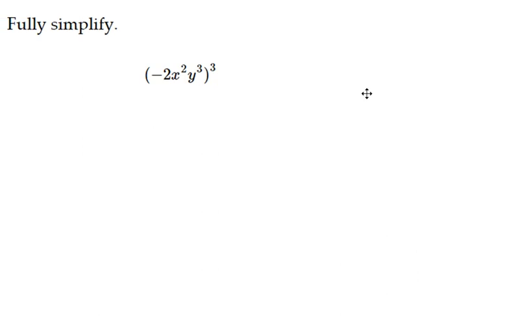Let's try one more. Fully simplify here. What this is really saying is let's multiply negative 2x squared y to the third by itself 3 times. You can actually write it out like this if you wish, and then just multiply it 3 times. Or you can use a shortcut I'm going to give you.